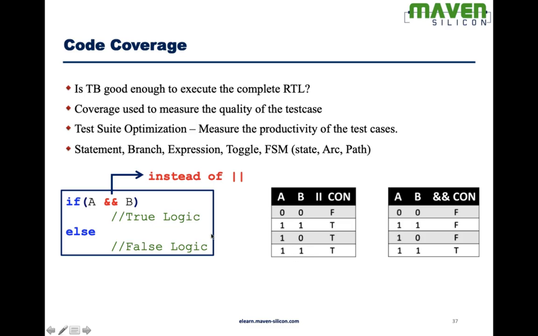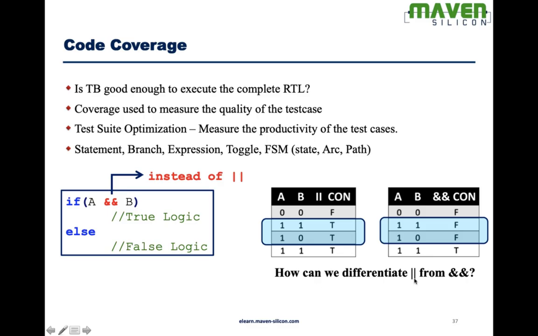When we apply 1, 1, it becomes true, it executes true logic. When we apply 0, 0, it becomes false, it executes false logic. Here the big question is, how can we differentiate OR from AND? If you look at the patterns, when you apply 0, 0, it becomes false for both OR and AND. When you apply 1, 1, it becomes true for both OR and AND. So obviously there is no difference between the logical operators OR and AND, especially for these patterns.